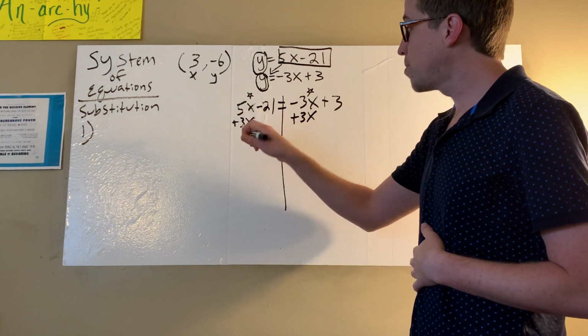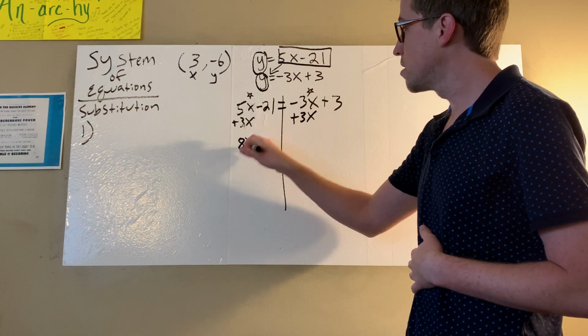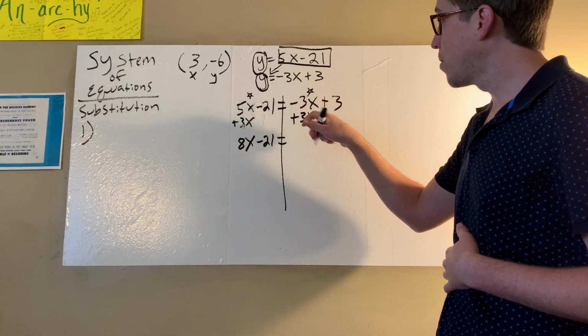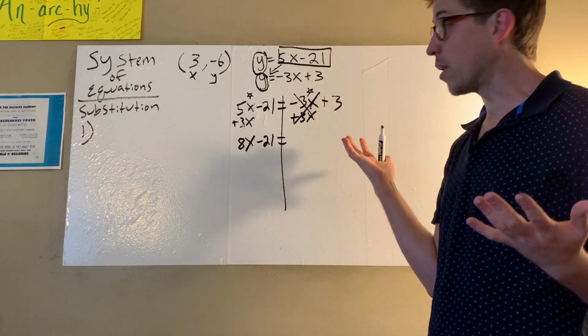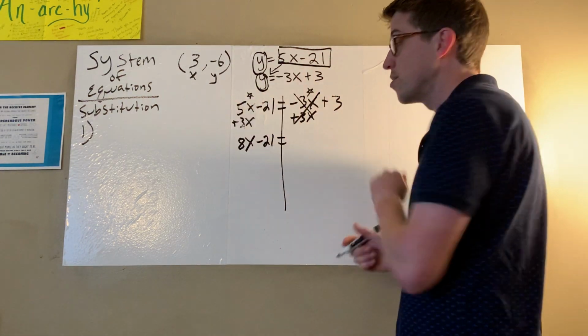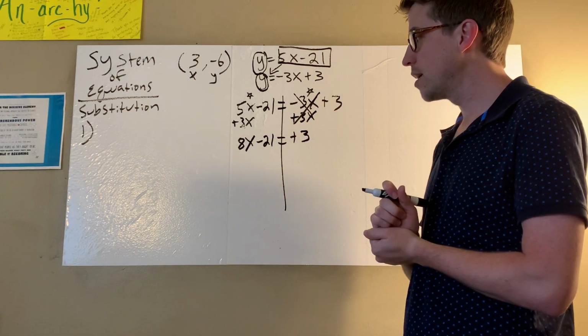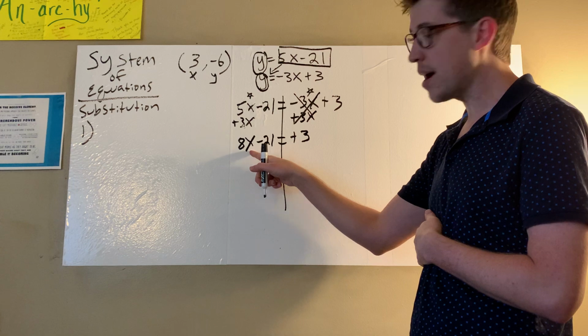So now 5x plus 3x is 8x. We haven't touched that minus 21. -3 plus 3 is 0. That was the whole point. We moved it over to the other side. Then we haven't touched that plus 3 yet. And now we just need to solve for x.